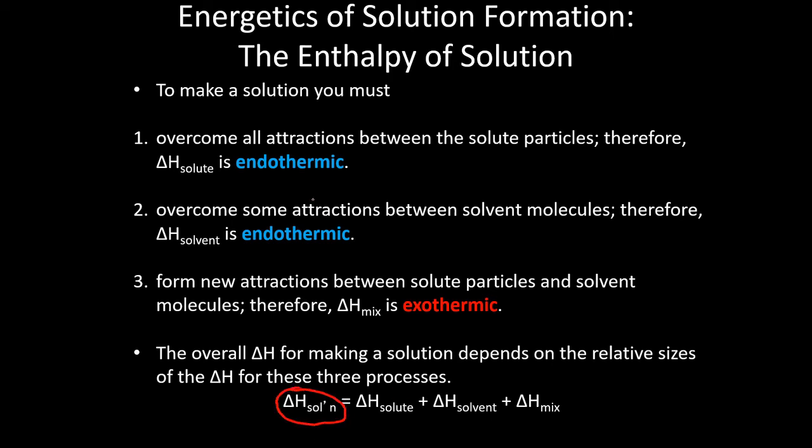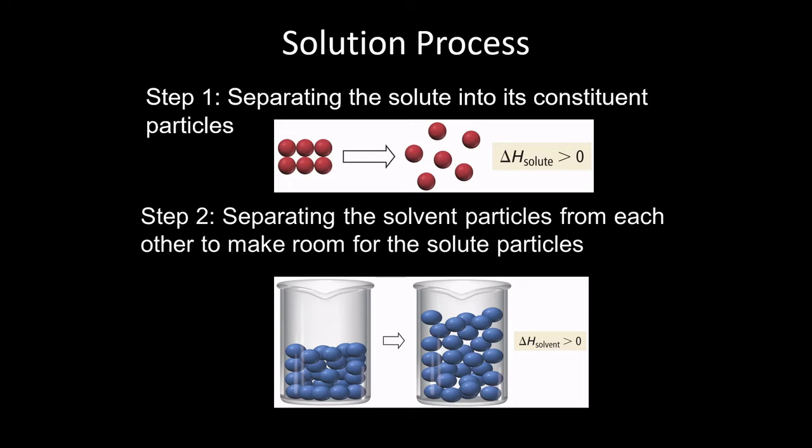So these 3 steps, we're pretending like they happen separately, but in reality they're all mixed in together. They're all occurring simultaneously. And so the 3 of these added together gives us the enthalpy change for the overall process. And so we have 2 different options for when this happens.